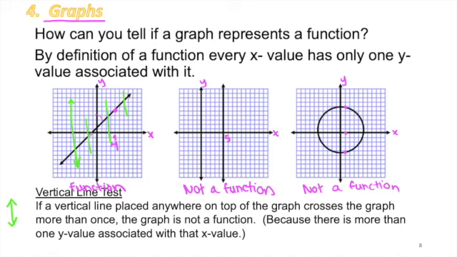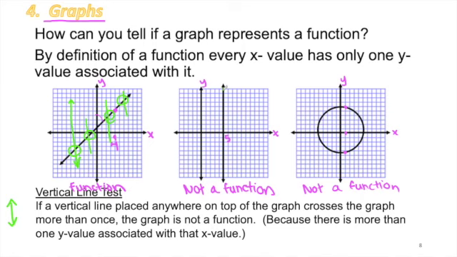Okay, so it's only crossing once. Right here, right here, right here, right here. It doesn't matter where you draw the vertical line. If it passes only through once, then it is a function. If it passes more than once, then it's not a function.